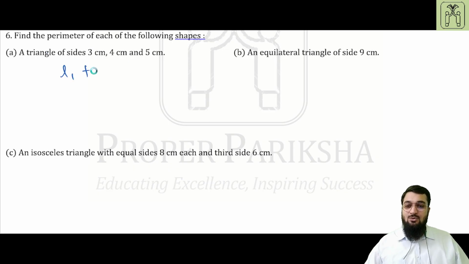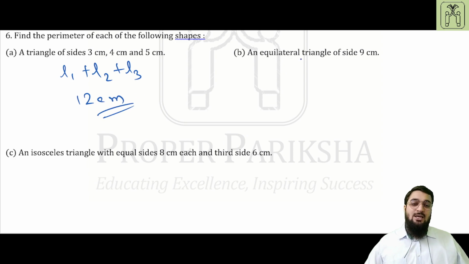You just have to do L1 plus L2 plus L3, or AB plus BC plus CA, and that is equal to 3 plus 4, 7 plus 5, which is equal to 12 centimeters. An equilateral triangle of side 9 centimeters. So what is an equilateral triangle? In chapter 5 we have studied it: all sides equal.